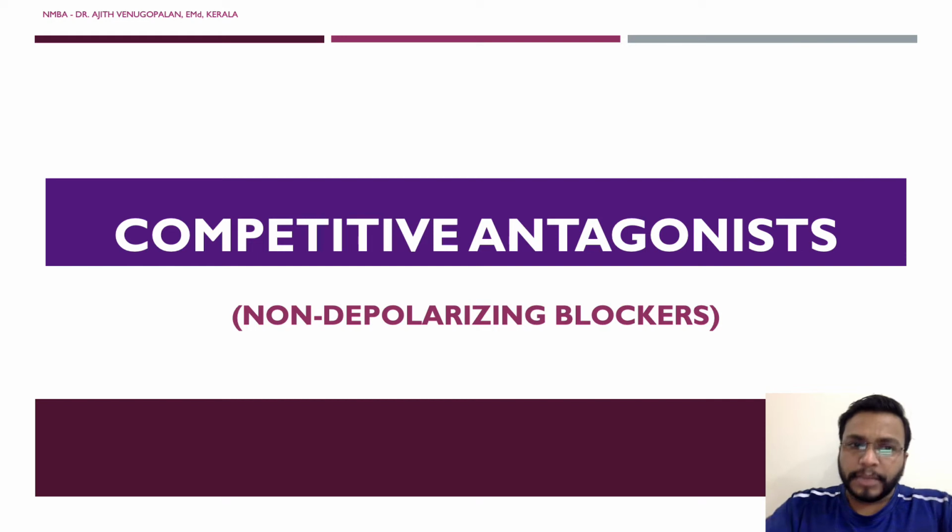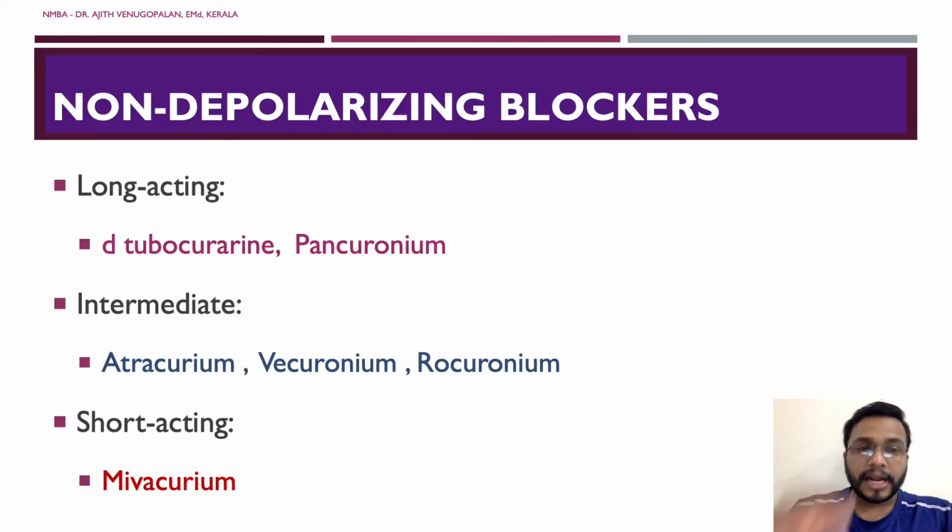Let's go in depth about competitive blockers, or non-depolarizing agents. As said earlier, non-depolarizing blockers don't produce depolarization at the muscle junction. These drugs are mainly divided by their duration of action into three: long acting, intermediate acting, and short acting. Long acting are tubocurarine and pancuronium. Pan means lengthy. Intermediate acting are atracurium, vecuronium, and rocuronium, whereas short acting is mivacurium. So these are the different agents.